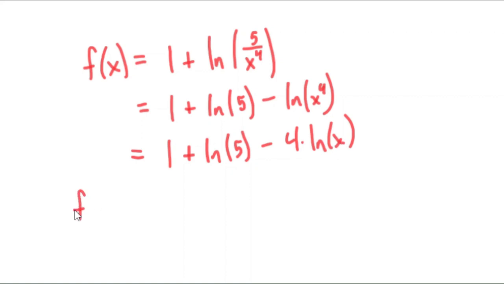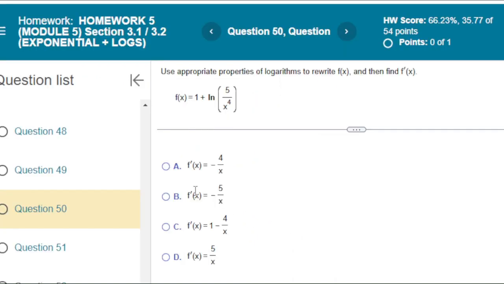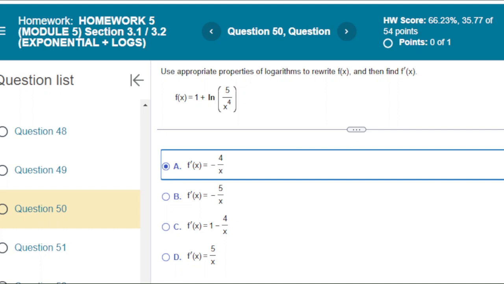Okay, now what's the derivative of this? Well, f prime of x is, the derivative of 1 is just 0, and the derivative of natural log of 5 is also just 0. Right? That's just a constant. I mean, type it into a calculator. ln of 5 is a decimal. So this is all a constant here, so its derivative is 0. Now, what about this? Well, the derivative of 4 times natural log of x will be 4 times 1 over x. All right, so we get negative 4 times 1 over x, which we can also write as negative 4 over x. Okay, notice that's answer A.